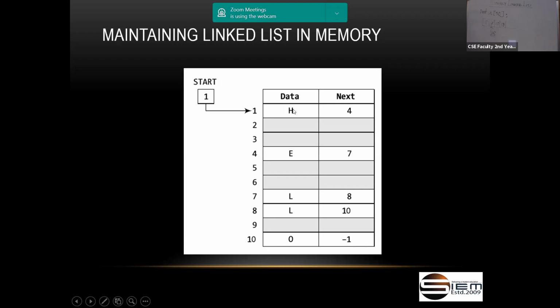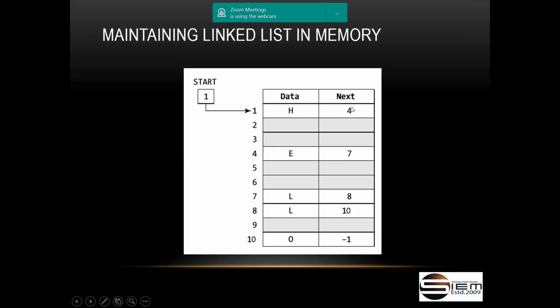So what do we get if we join everything? We got HELLO, that is hello. But you see, it is not stored consecutively like an array. In case of an array, it is stored consecutively. Here, it is randomly stored. And because it is randomly stored, we don't know where the next value is stored. For that, we need the address of the next node. Is it clear to everyone?